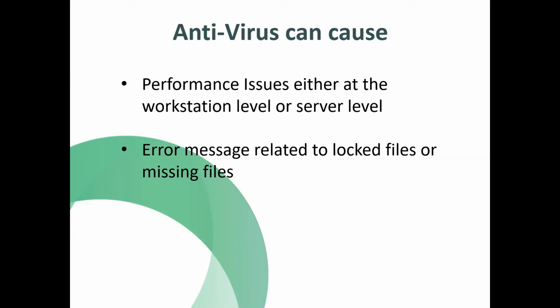So talking about antivirus, we all know how important it is to have a good antivirus software, but it can cause issues with your Sage 100. You may get errors like a file locking error. You may have performance issues. Your Sage 100 has just gotten slow, or you can't figure out why it's so slow. An antivirus could very well be the cause of that.